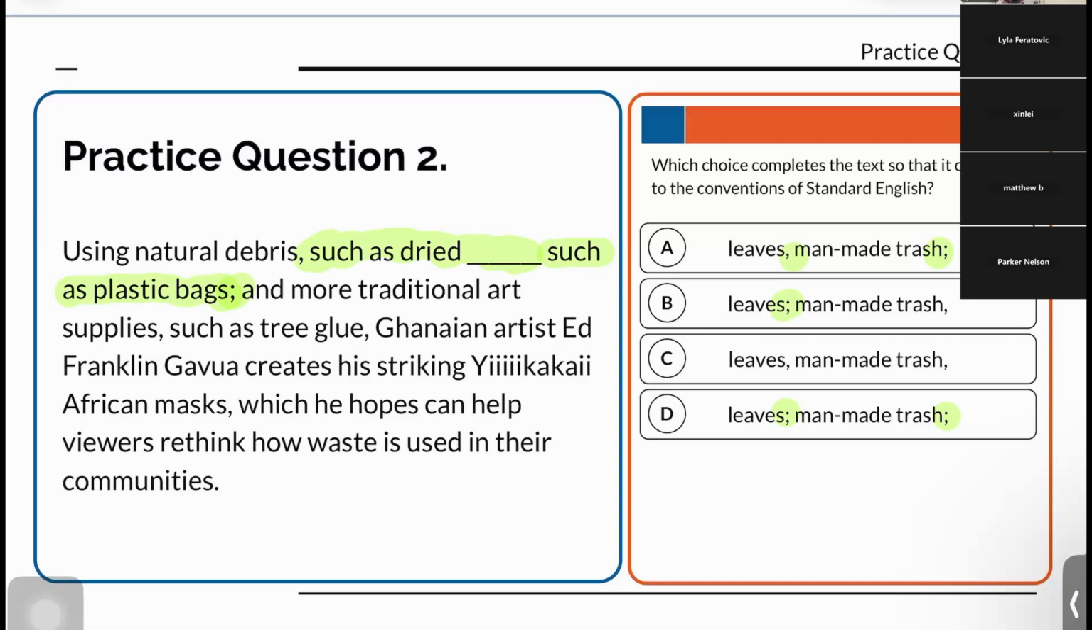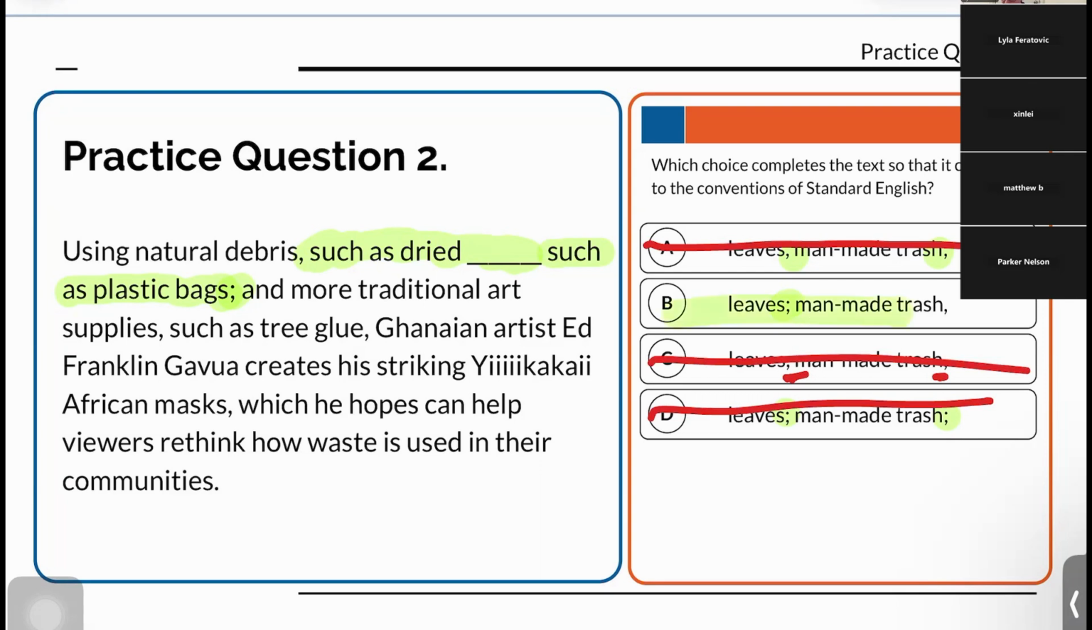And then it looks like commas separate the "such as" phrase from the earlier idea. So, such as dried leaves, and then we have our answer choices here: dried leaves, comma, man-made trash. It doesn't seem like man-made trash and leaves are a part of the same concept, and then having "such as plastic bags" on its own wouldn't make any sense. So we could eliminate A. Let's do the bottom one. D: leaves, semicolon, man-made trash, semicolon. Man-made trash isn't its own idea, and if we separate man-made trash from "such as plastic bags," that doesn't make sense. So that one goes away. And then using just commas is the same problem as that bad example I showed you earlier.